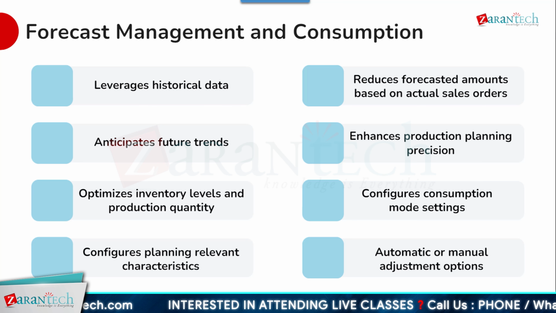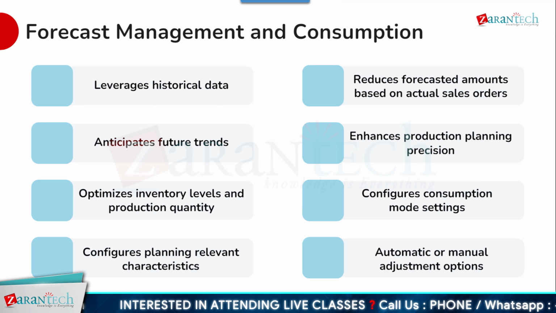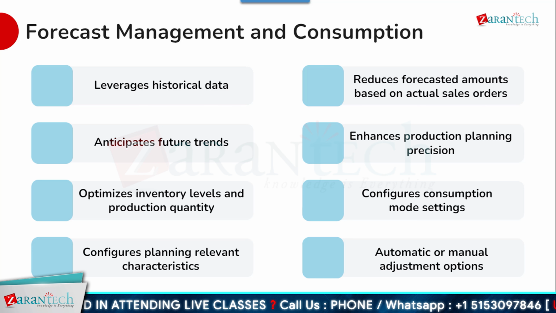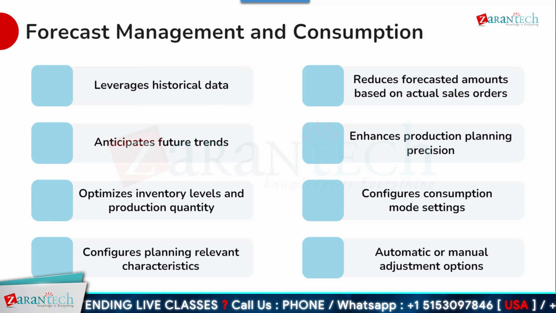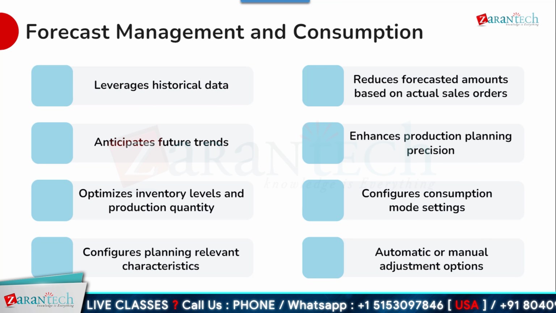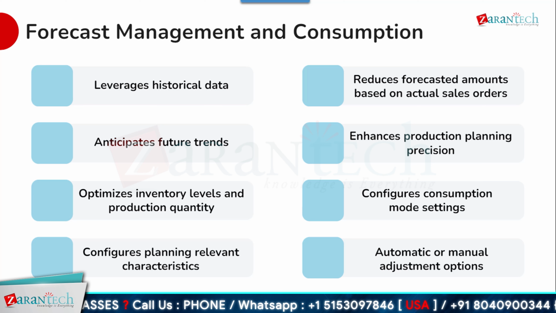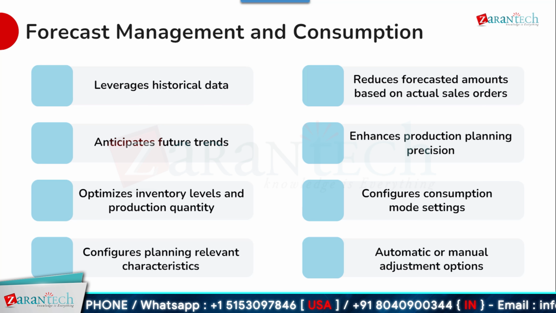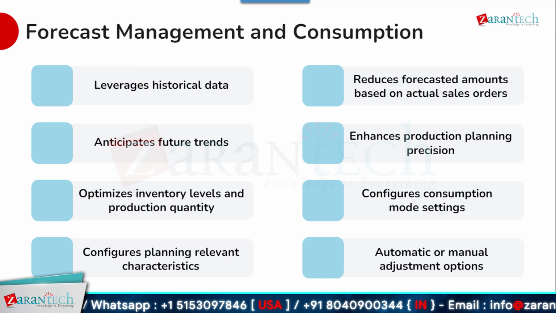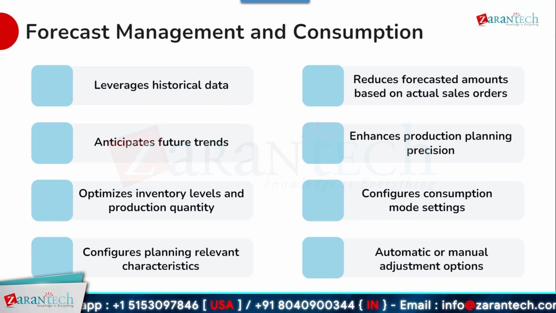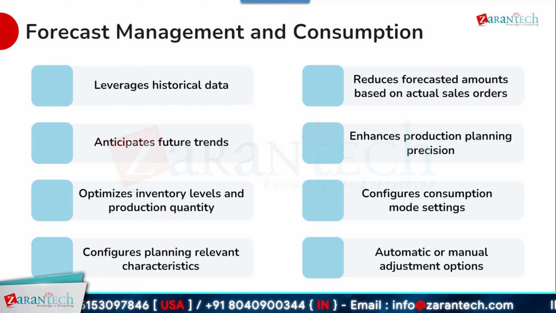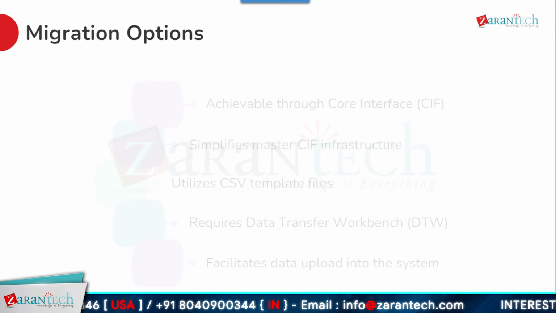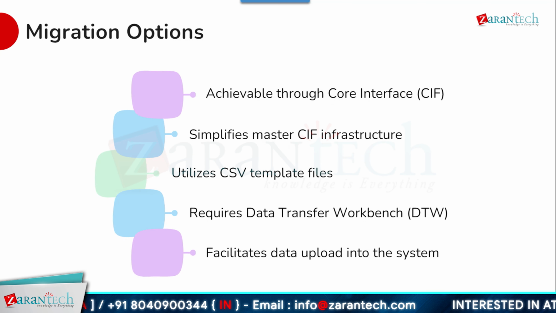So, forecast consumption functionality basically reduces forecasted amounts based on the actual sales orders, ensuring that production plans are adjusted in real time. It also enhances production planning precision by considering the most up-to-date demand information. PPDS also provides configuration options for consumption mode settings, allowing automatic or manual adjustments of forecast based on the business requirements. Now here we can explore the migration options in SAP S4HANA PPDS.